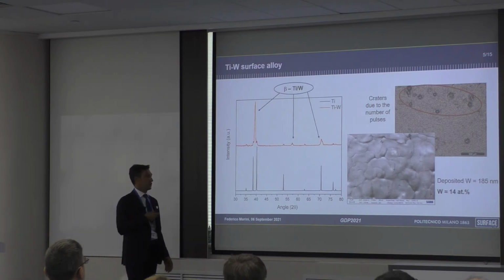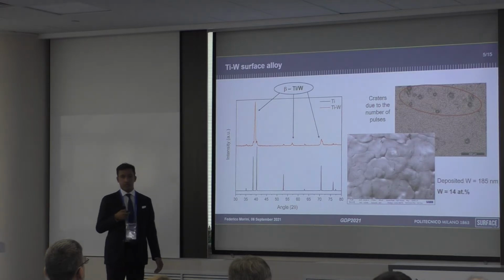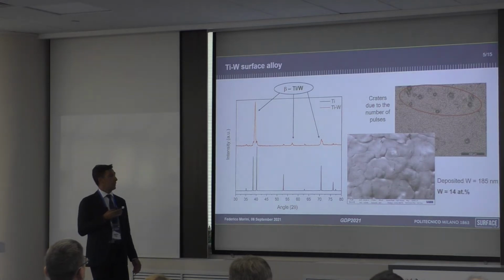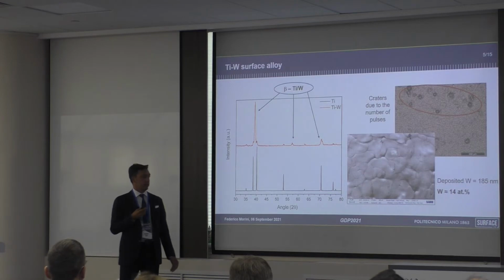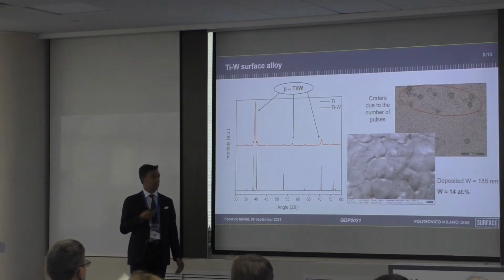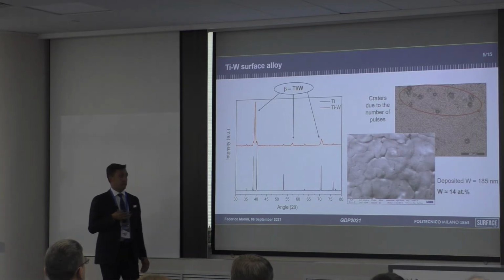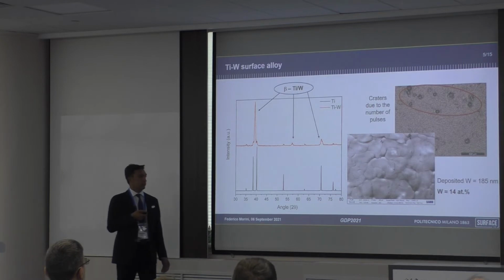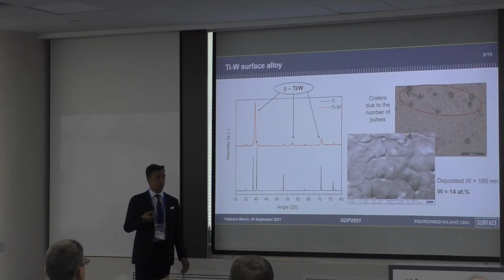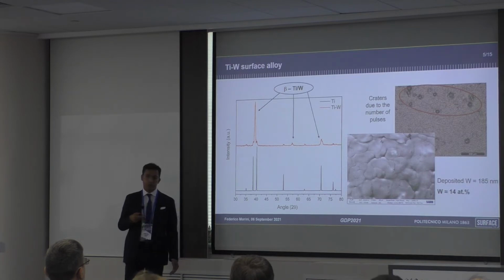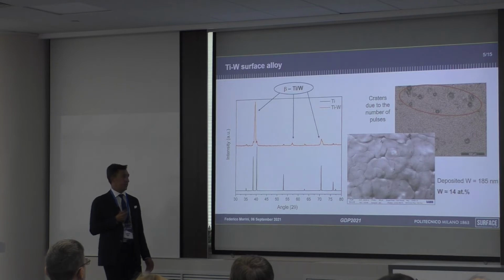And from the position of these BCC peaks, we calculated the average content of tungsten, because these peaks are shifted from the original position. From the final position we take the value of 14 atomic % of tungsten, thanks to the deposition of 180 nanometers of the material on titanium.